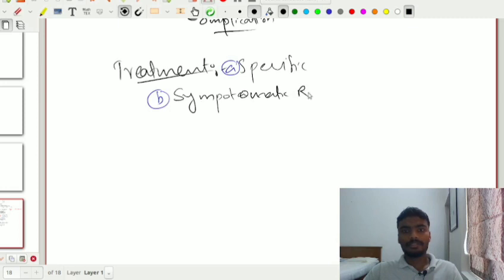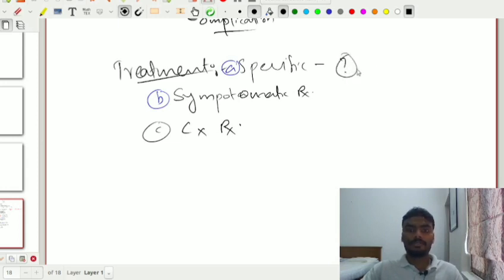Symptomatic treatment, okay. Then the third component is treatment for the complication, okay. So if you do not know the antibiotic for cholera, then what should you write if a 2-mark question is asked regarding the treatment of cholera?